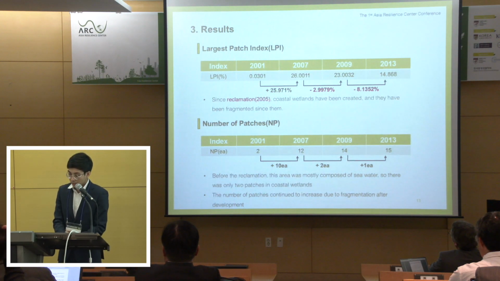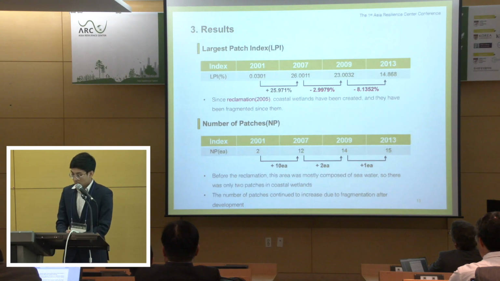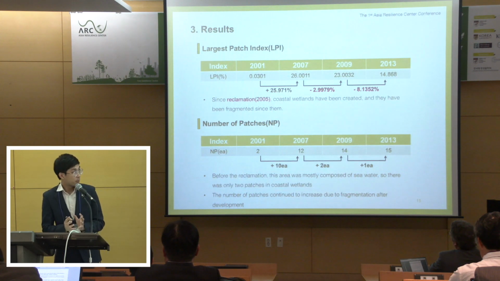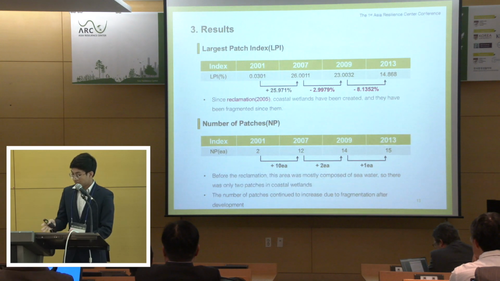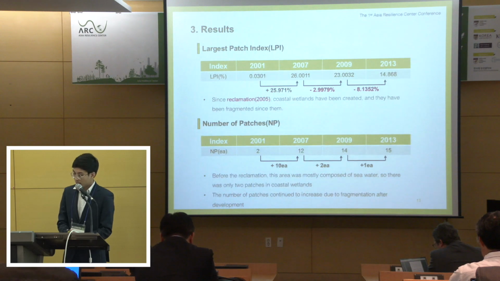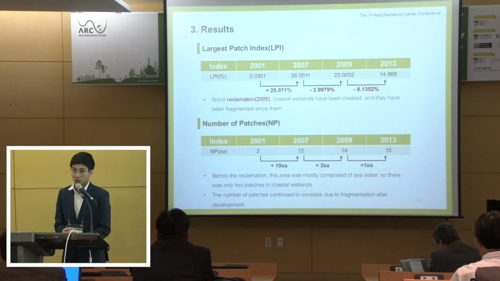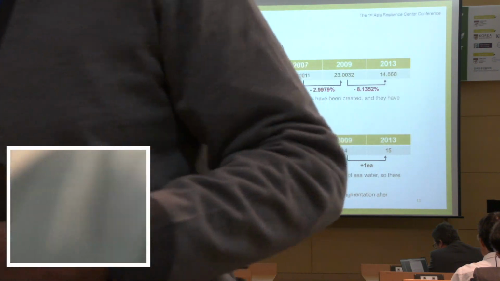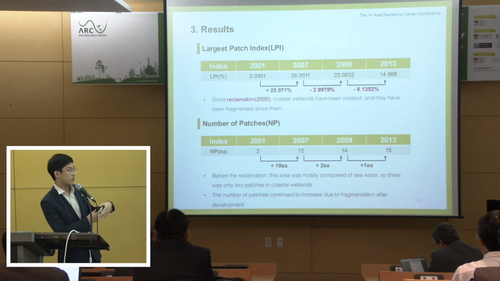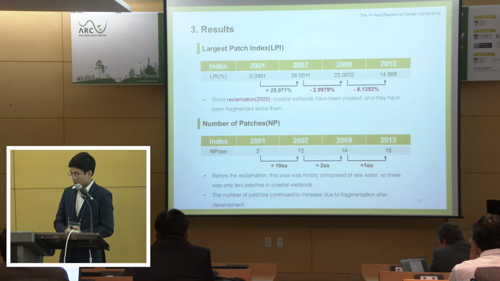Then the next index is the number of patches. This means how many patches are in a specific site, like the Songdo coastal wetland area. Before the reclamation in 2005, this area was mostly composed of seawater, as I mentioned, so there were only 2 patches in the coastal wetland area. After 2007, the number of patches increased very rapidly. The number of patches continued to increase due to fragmentation after development.